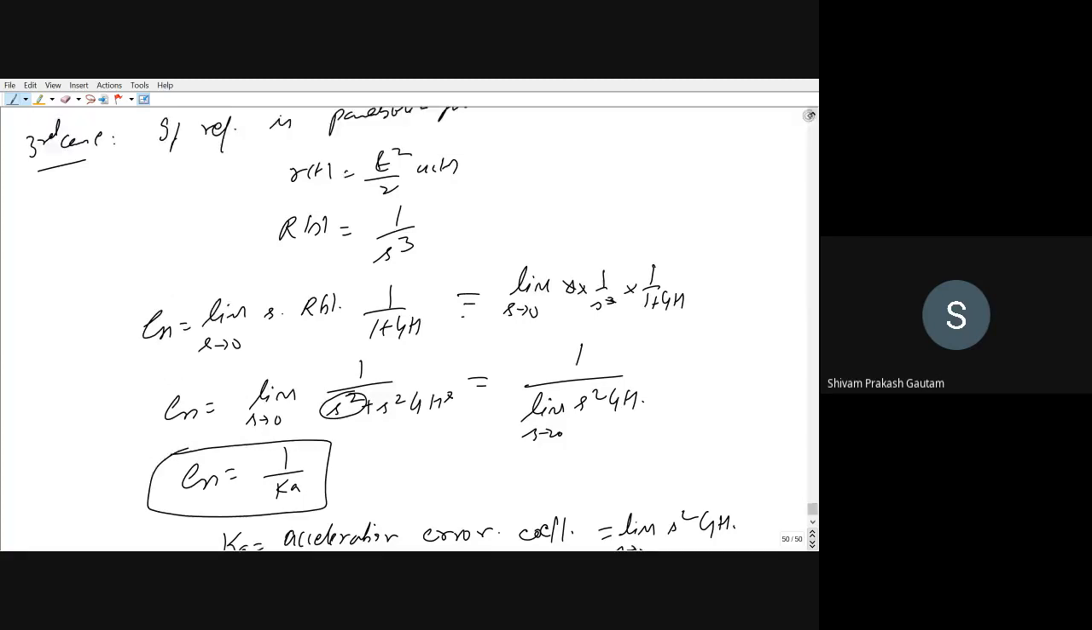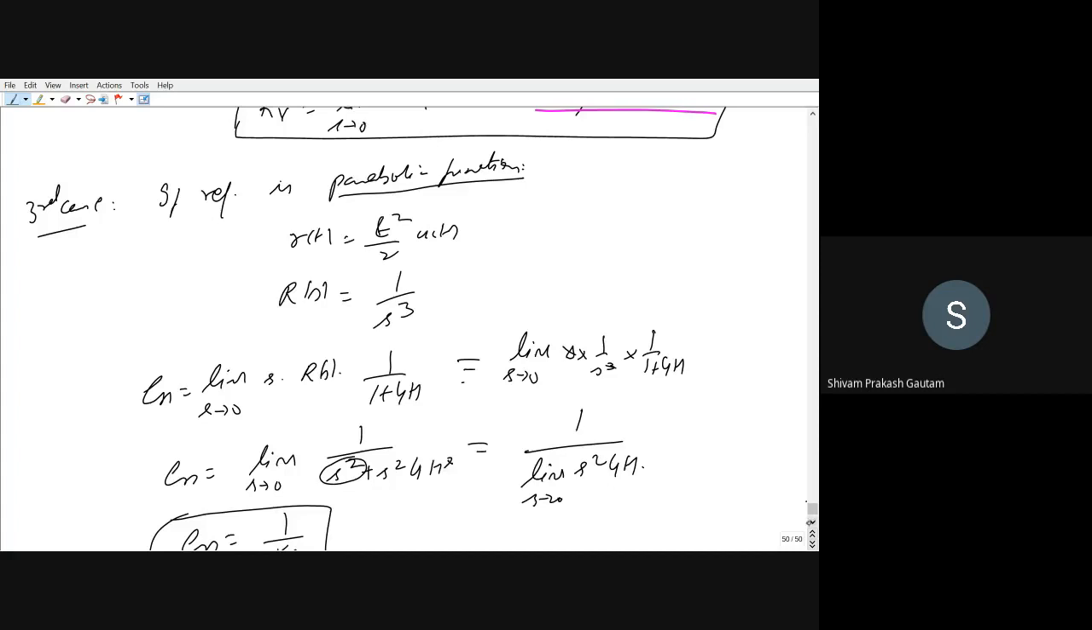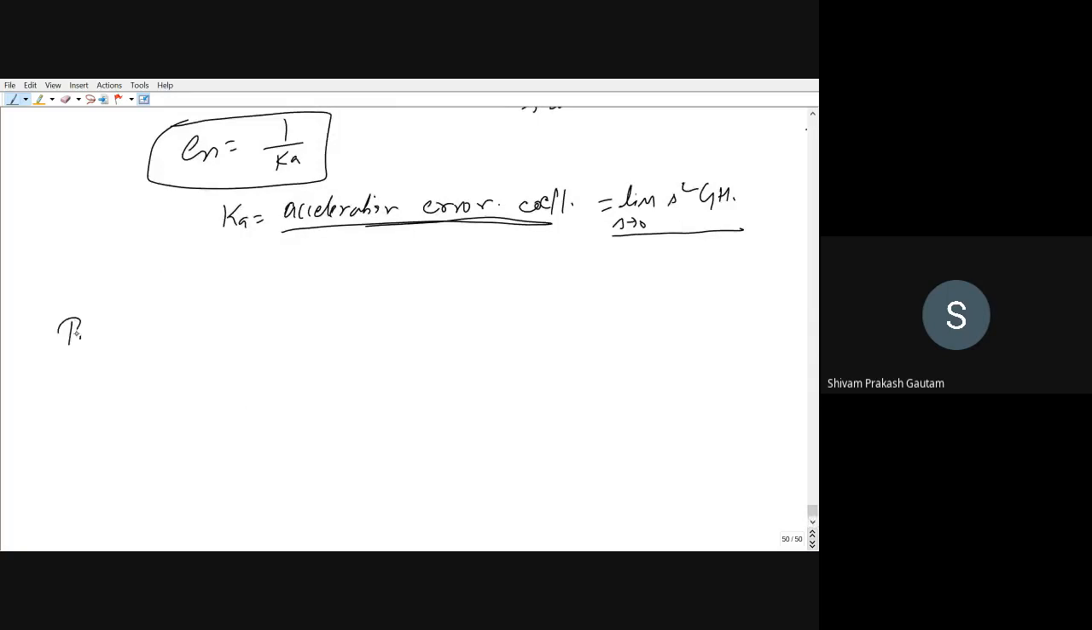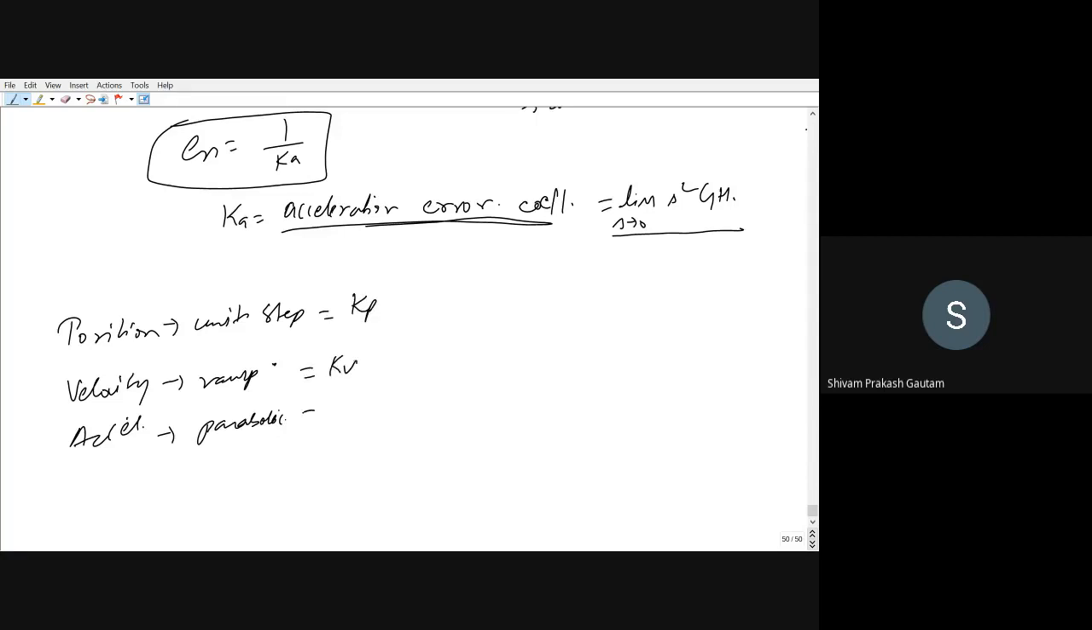So whenever you are having a parabolic function as an input, the coefficient that you will be calculating is called as acceleration error coefficient, and that is given by limit S tends to 0, S square into G of S into H of S. So there are 3 types of error, that is position, velocity, and acceleration, right? Position is when you are having step input, unit step as an input. Velocity is when you are having a unit ramp as an input, and acceleration is when you are having parabolic as an input. So for unit step, it is called as KP, this is called as KV, this is called as KA.